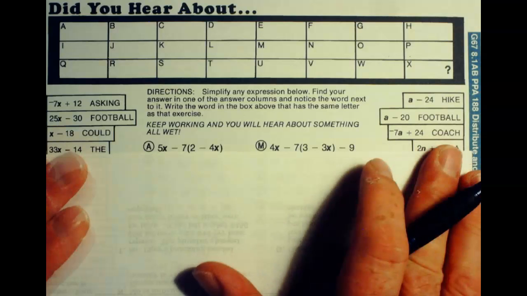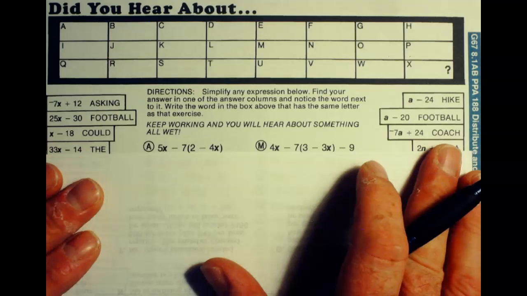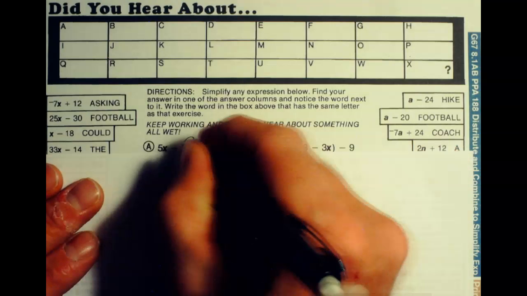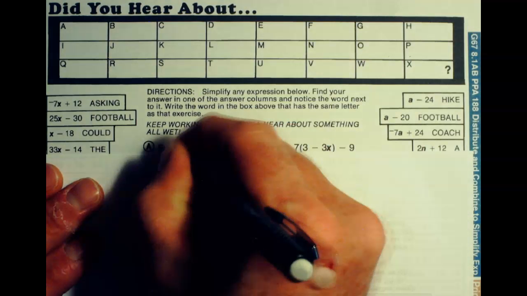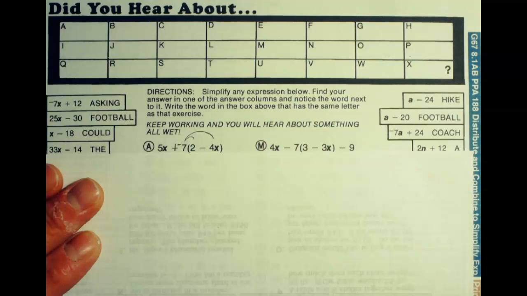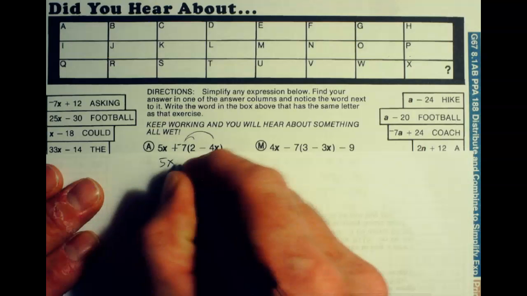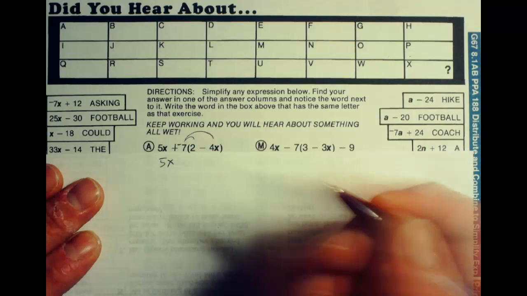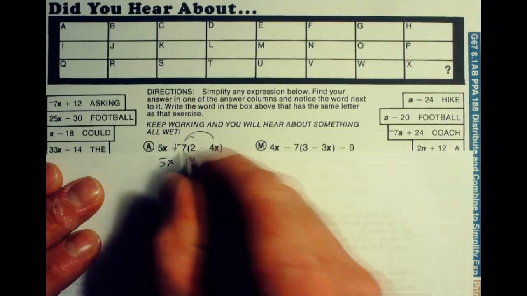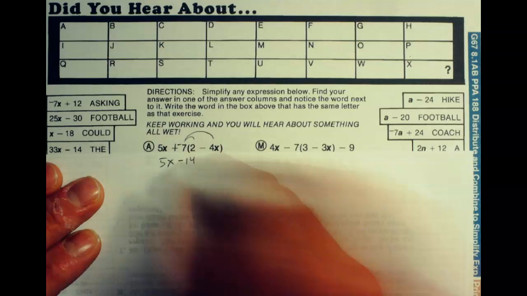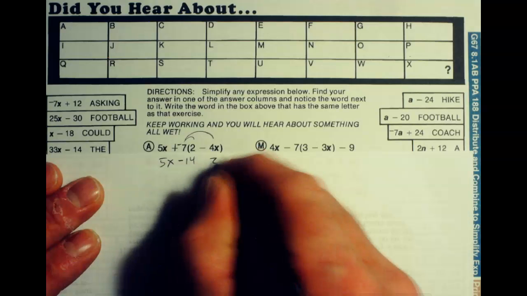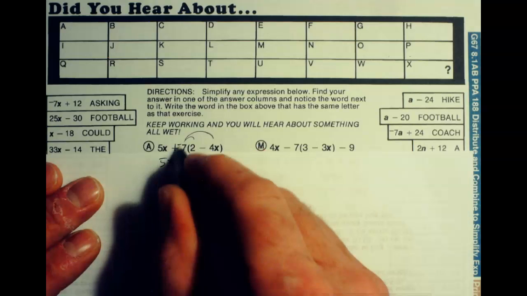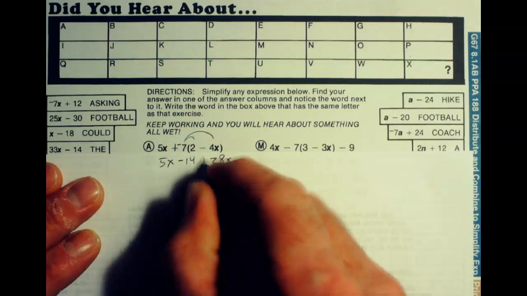Looking at A, first thing we need to distribute. We need to distribute the 7 out this way. Now this is actually a negative 7. We can change that to plus a negative, make that a little more clear. So we're still going to have 5x, and then we've got 7 times 2 is 14. It's a negative times a positive, so that's a negative 14. And then it's going to be 7 times 4x is going to give me 28x. And it's a negative times a negative, that's going to give me a positive.